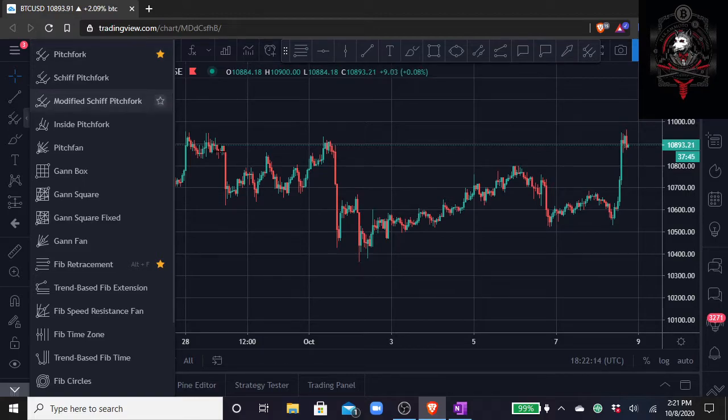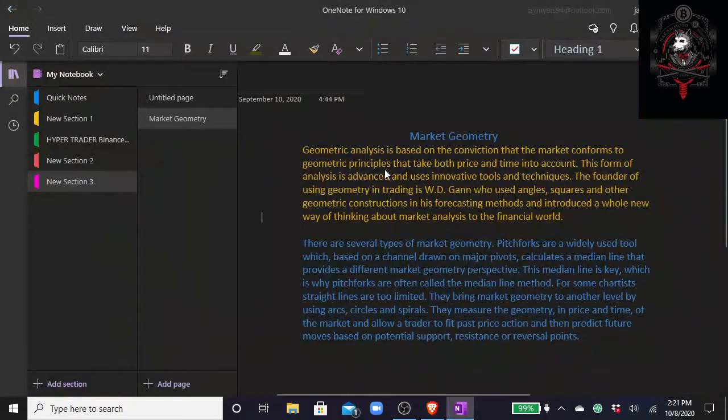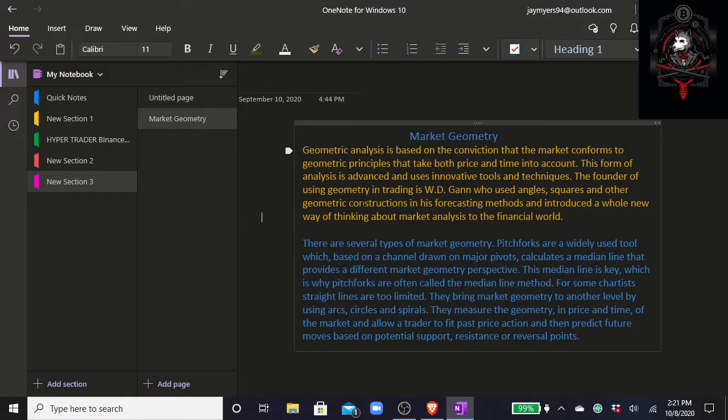Jay, what is market geometry? Market geometry, or geometric analysis, is based on the conviction that the market conforms to geometric principles that take both price and time into account. This form of analysis is advanced and uses innovative tools and techniques. The founder of using geometry in trading is W.D. Gann, who used angles, squares, and other geometric constructions in his forecasting methods and introduced a whole new way of thinking about market analysis to the financial world.